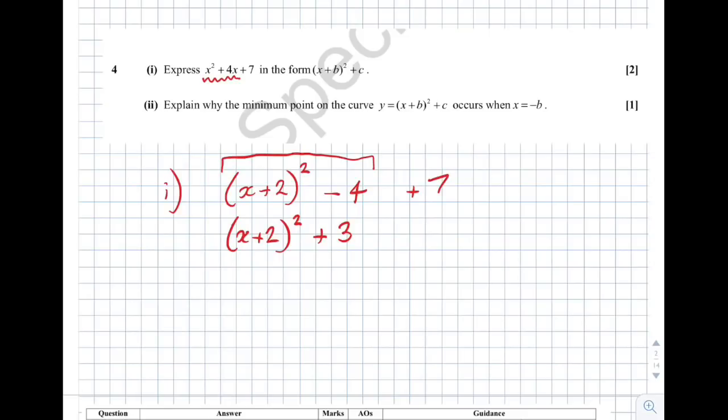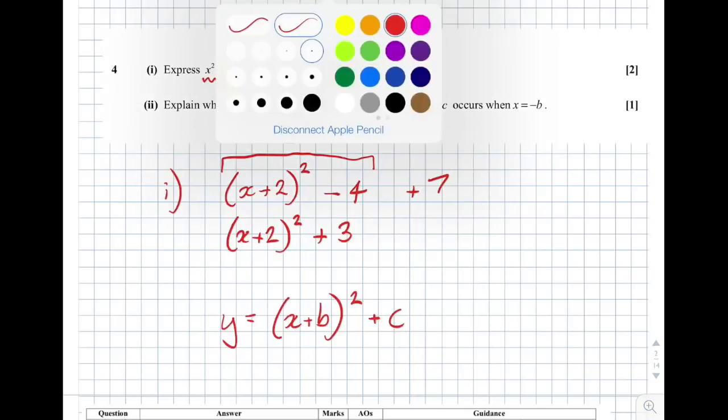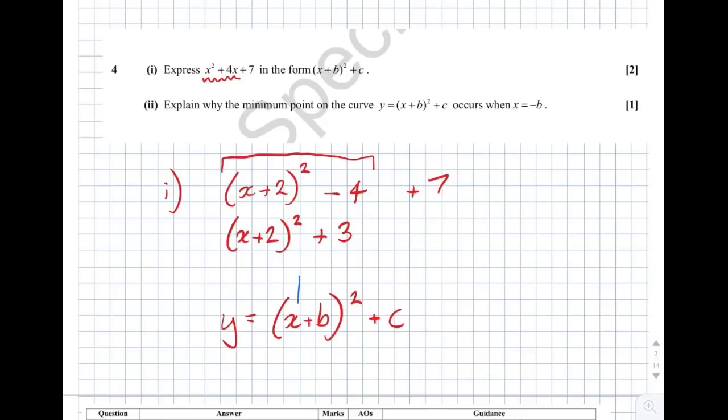Okay, part 2. Explain why the minimum point on the curve y equals (x plus b) squared plus c occurs when x equals minus b. So what we need to do is think about this equation and think about why we get a minimum when x is minus b. If we look at what's going on here, the only thing we can change as an input is x. So we've got to think what would give us the lowest output. Now if we look at what's happening to x, we're adding b and then it's being squared. Remember, squaring can only give a positive number. The lowest you can get if you square something is 0, and that's if the thing you're squaring is 0. So if we want to make the thing inside the bracket 0, x will have to be minus b.